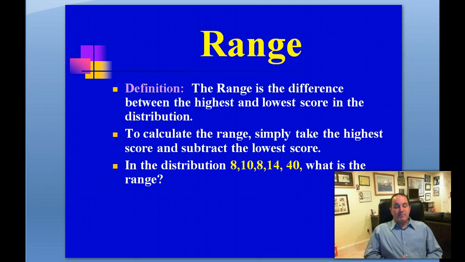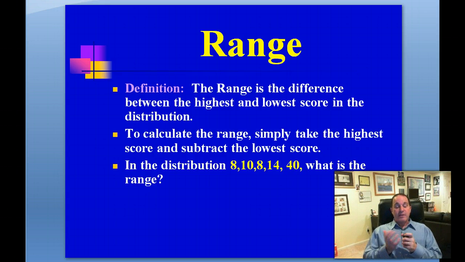The next concept you need to know in terms of statistical terminology is known as the range of scores. The range is quite simply the difference between the highest score and the lowest score in the distribution. Very easy to calculate. To calculate the range, you simply take the highest score in the distribution and subtract the lowest score in the distribution. So in the distribution of 8, 10, 8, 14, and 40, what is the range?